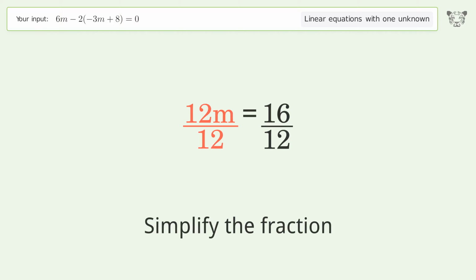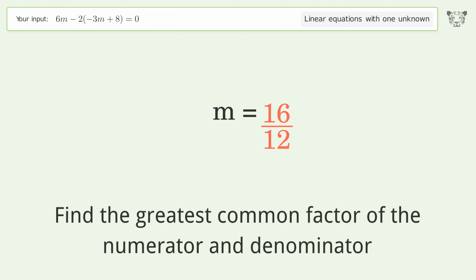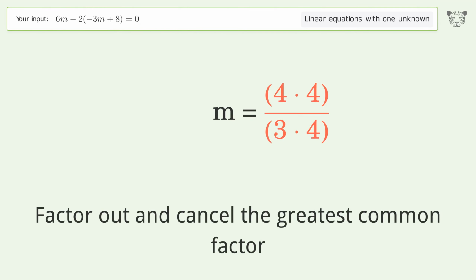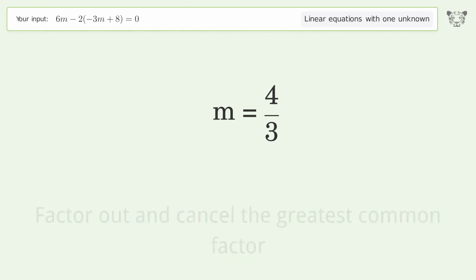Simplify the fraction. Find the greatest common factor of the numerator and denominator. Factor out and cancel the greatest common factor. And so the final result is m equals 4/3.